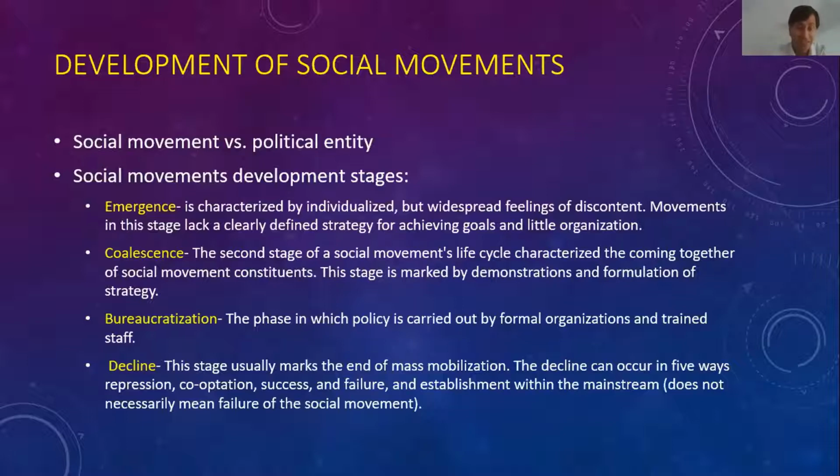The second stage is called coalescence. This is characterized by the coming together of individuals who share similar feelings of discontent. During this stage, there are often demonstrations and the development of a strategy for the group. So as you move through the different development stages, you see a little bit more organization amongst the people that have the same goals with respect to social movements.